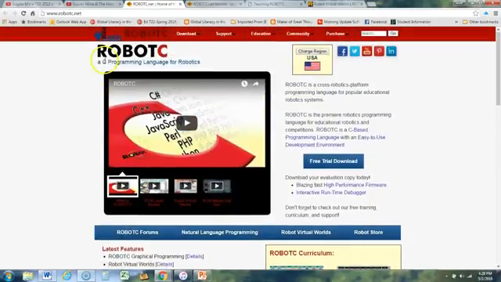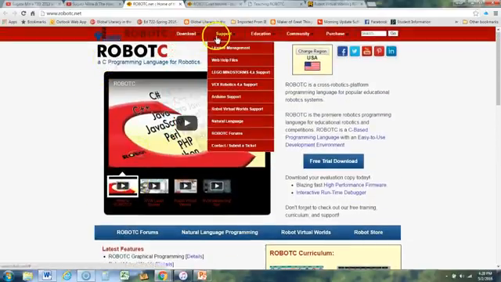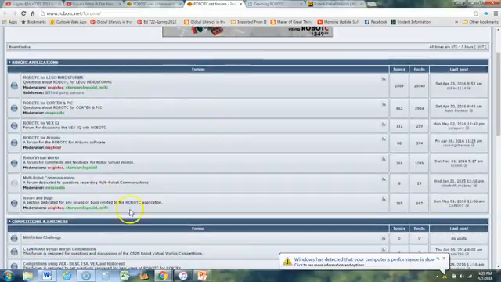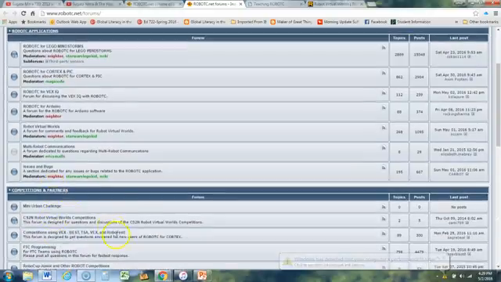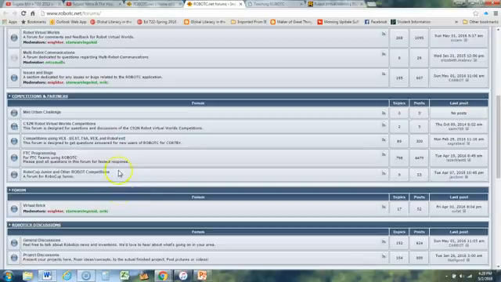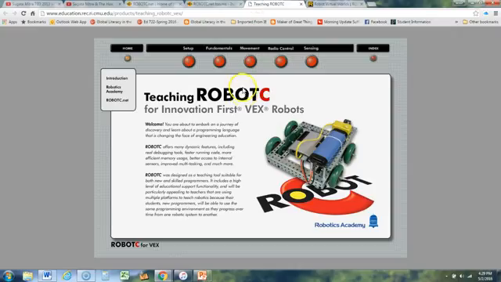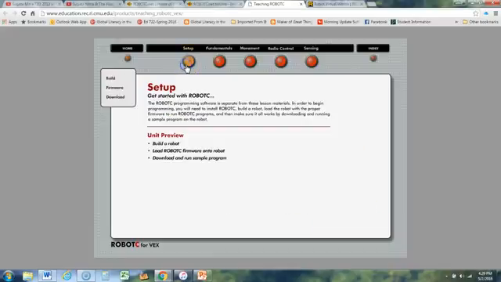RobotC has an entire support website with all these different things that the students can access. There are also a ton of forums that the kids can access, all related to what they're actually doing. So depending on what they were interested in, they could go along the forum and just kind of find and poke around in there. Also, there is a wonderful video trainer for them.